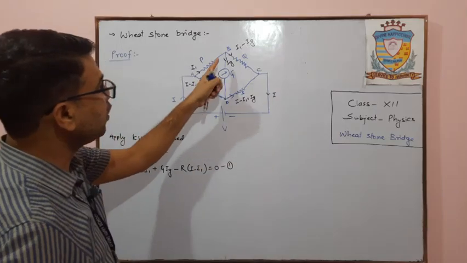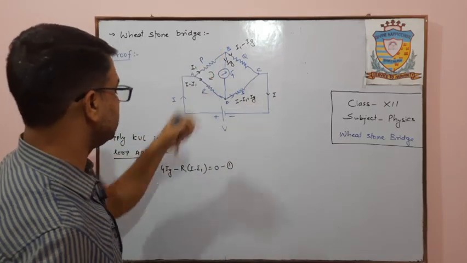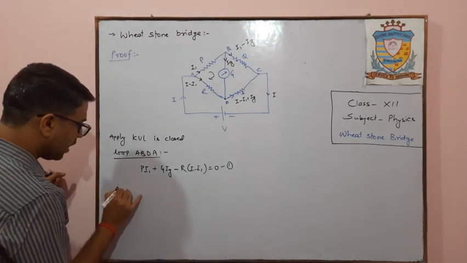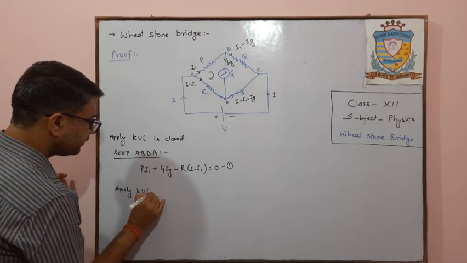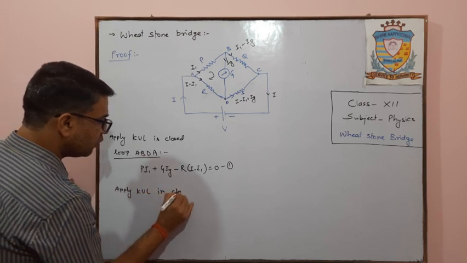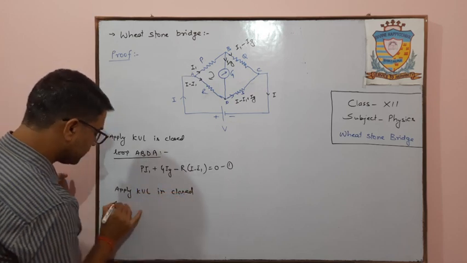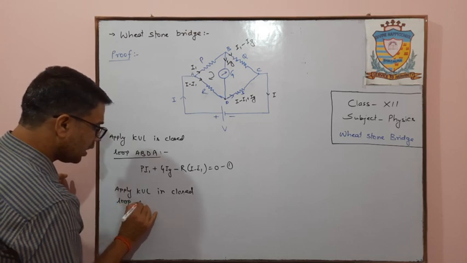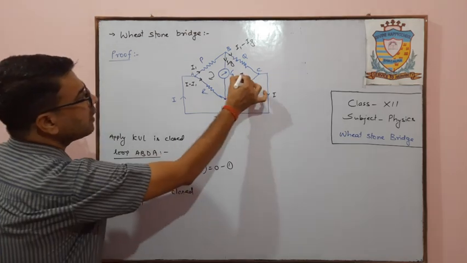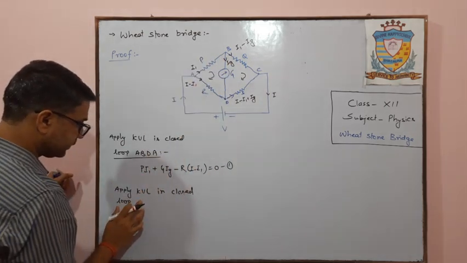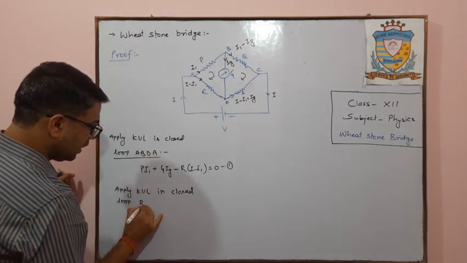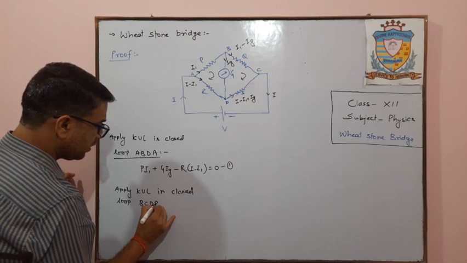Now, next we apply KVL in closed loop B, C, D, B.